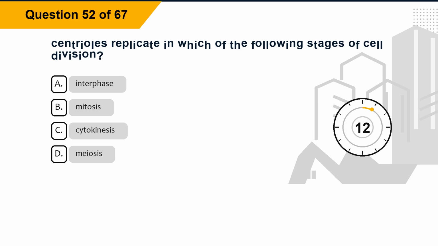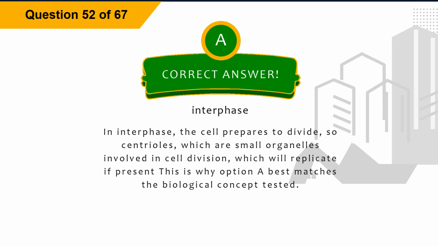Question 52. Centrioles replicate in which of the following stages of cell division? Option A, interphase. Option B, mitosis. Option C, cytokinesis. Option D, meiosis. The correct answer is option A, interphase. Explanation. In interphase, the cell prepares to divide, so centrioles, which are small organelles involved in cell division, will replicate if present. This is why option A best matches the biological concept tested.